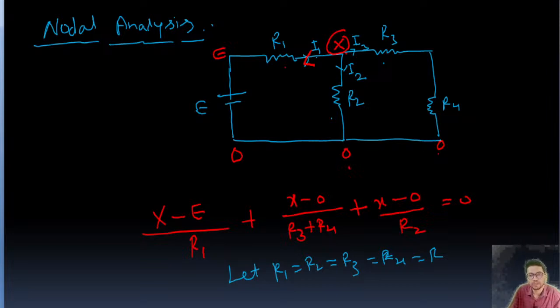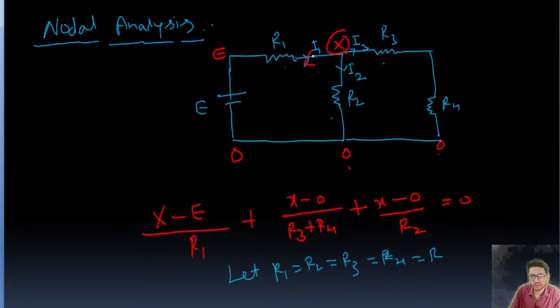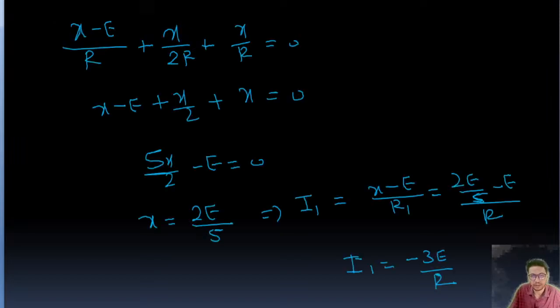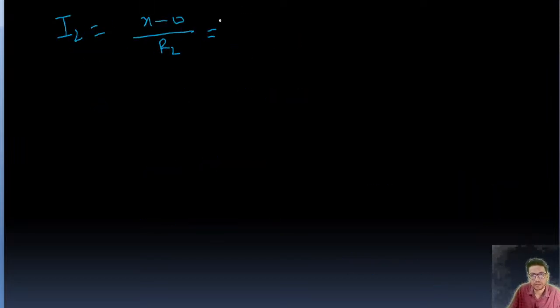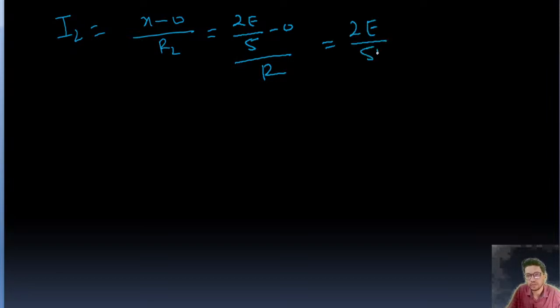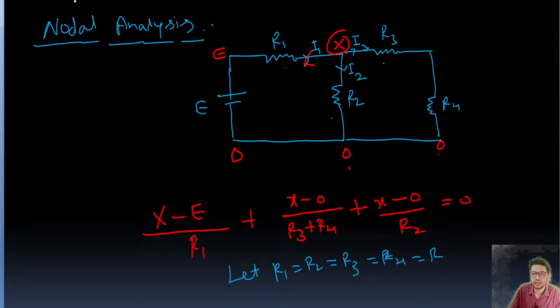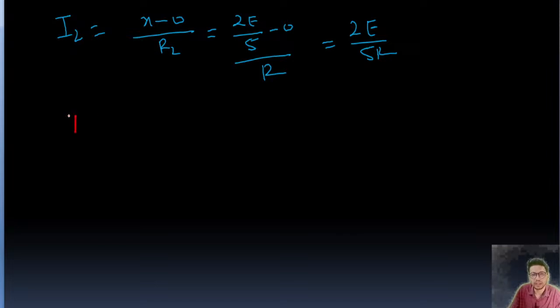Okay, similarly we will find I2. I2 is x minus 0 upon r2, that is, the value of x is 2e upon 5, so 2e upon 5 minus 0 upon r, right? So this is going to be 2e upon 5r. Okay, the current direction is correct, the one which we have taken.